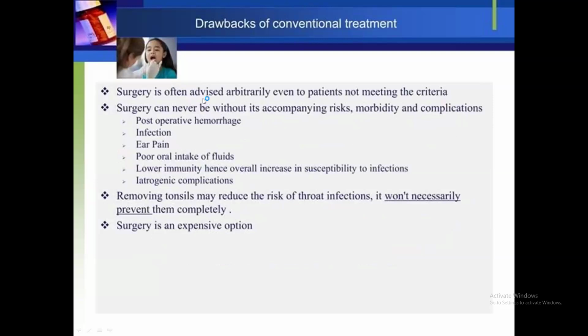Surgery is often advised arbitrarily, even to patients not meeting the criteria. But surgery is not the last option. We can give our homeopathic medicine for boosting the child's immunity, and we can definitely avoid the attacks of tonsillitis as well as adenoids when the child is repeatedly suffering from adenoids. We can also reduce the rate of infection. We can also reduce ear pain.